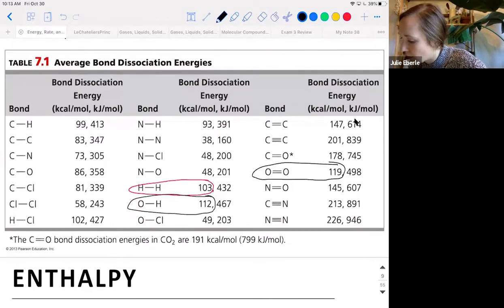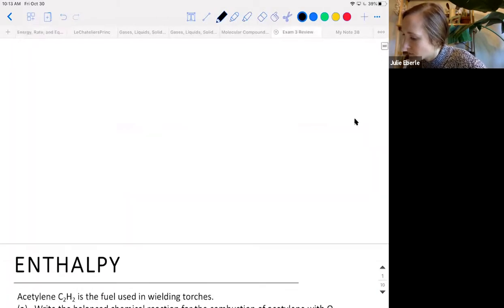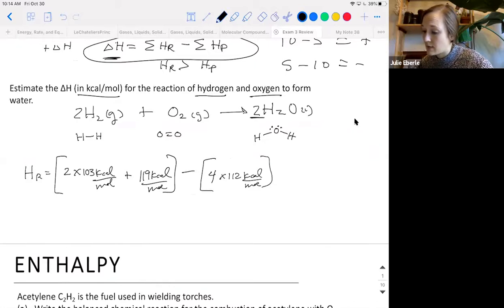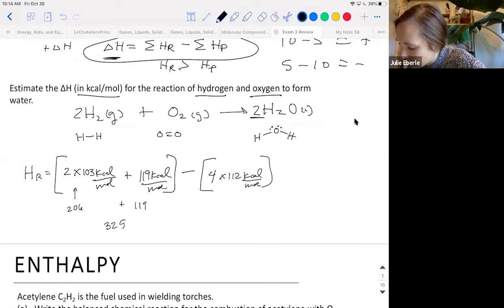Here it is right here, 112. And we'll do 4 times 112 kcal per mole. And that's it for the product side. So can anybody tell me, this right here is 206 plus 119? Is that 325 kcal? I could be wrong. Sometimes I am when I just do it in my head. 4 times 112 should be 448.